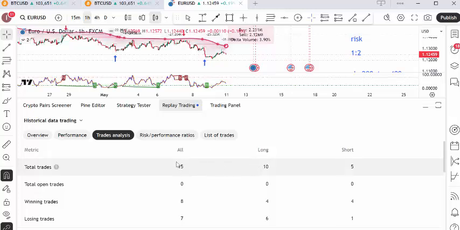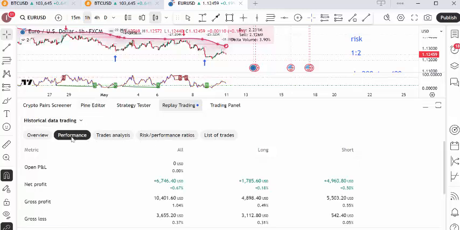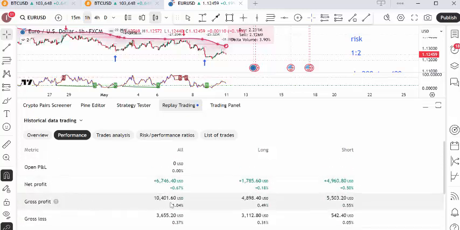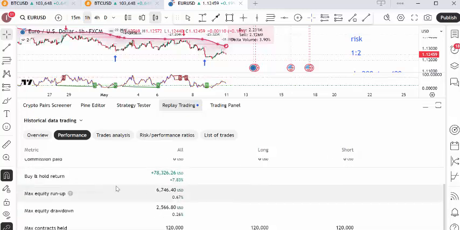We took 15 total trades, 10 longs and 5 shorts. Winning trades, we won 8 trades. We lost 7 trades. But remember, our risk reward is 1:2, so we're always going to end up in profit. Okay, so performance, these are performance. Gross profit, total net profit was $6,000 and everything.